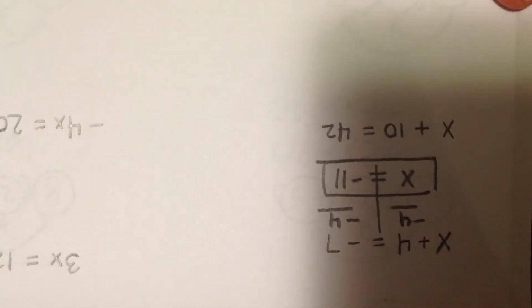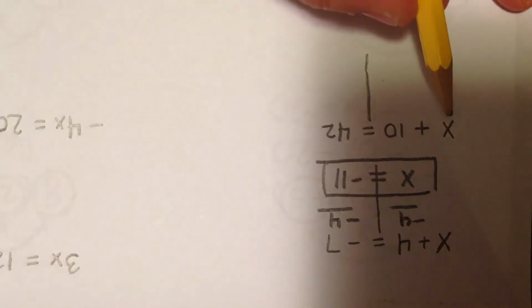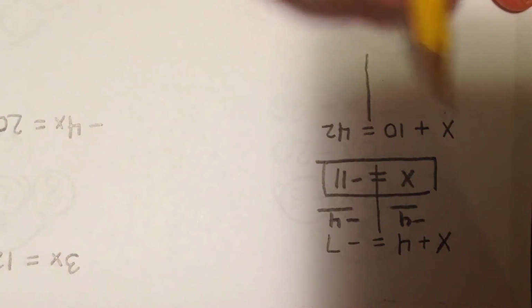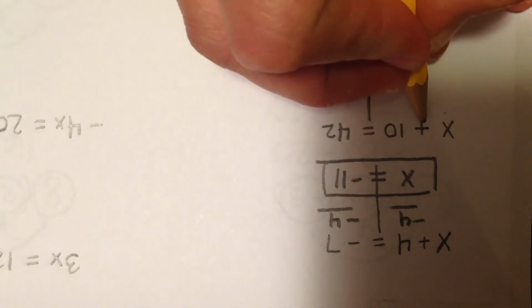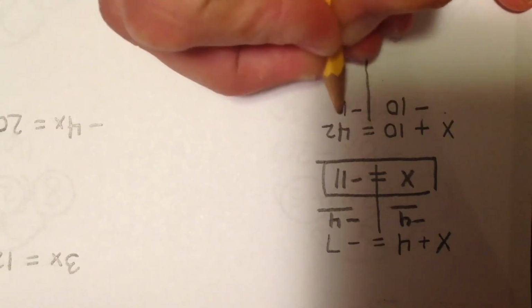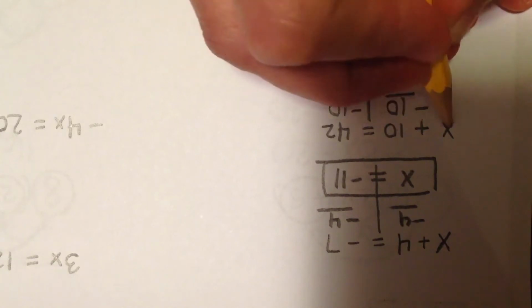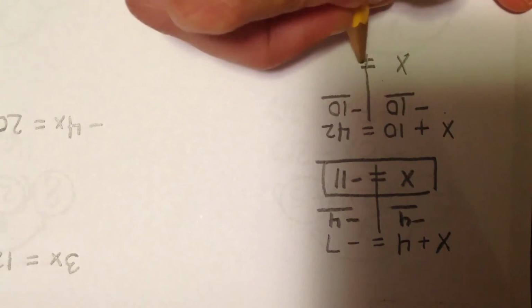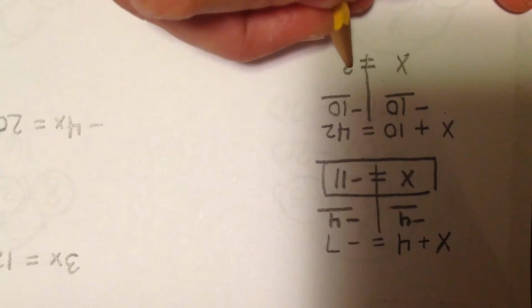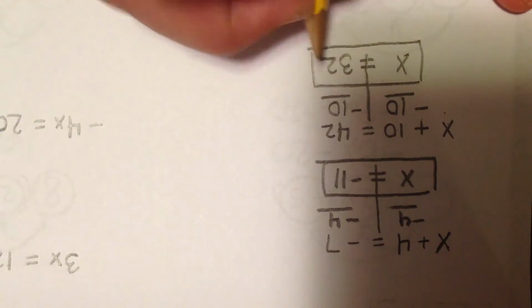The next equation I have is x plus 10 equals 42. Again, I want to isolate the variable x. In order to do so, I have to use the inverse operation of addition, which is subtraction. So therefore, I'll subtract 10 from both sides. Again, 10 minus 10 is a 0 pair, leaving me only with x on that side. So 42 take away 10 is 32. I have the x by itself, I've isolated it, x equals 32.